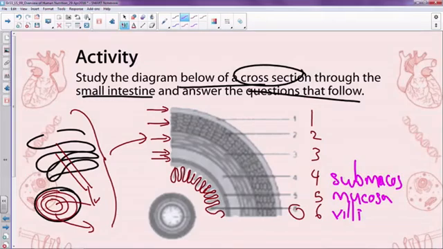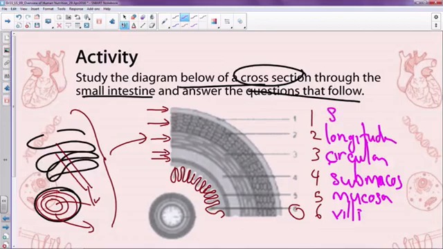Number 4 was your inner circuit. Number 3 was your circular muscles. Number 2 was your longitudinal muscles. And the outer serous connective tissue. So essentially you should be labeling this diagram at the start and then answering the questions.